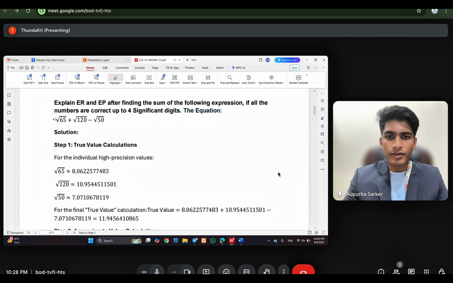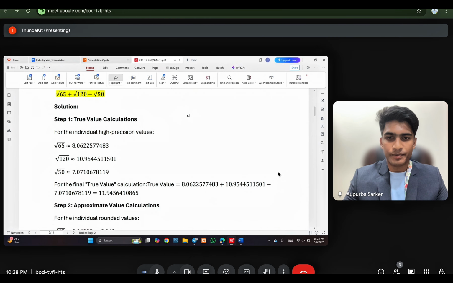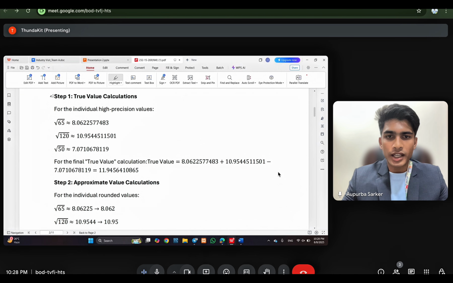First, I will briefly describe the problem. We are given a mathematical expression: square root of 65 plus square root of 120 minus square root of 50. Our goal is to calculate different types of errors based on this expression. Now before going into the solution, let me explain the basic idea of error analysis.